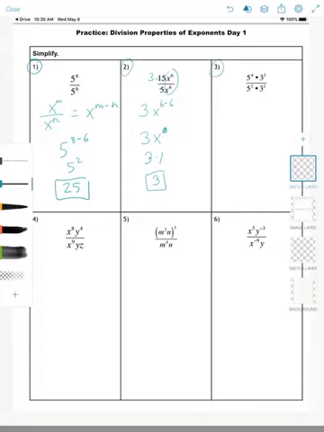Problem number 3. We have 2 different bases, so we handle them kind of independently. We can subtract exponents for the 5s, and we can subtract exponents for the 3s. 5 to the 4 minus 2 times 3 to the 3 minus 2. That's 5 to the 2nd times 3 to the 1st. And we have numbers, so we can just go ahead and multiply all that out. 5 times 5 is 25. 25 times 3 is 75.